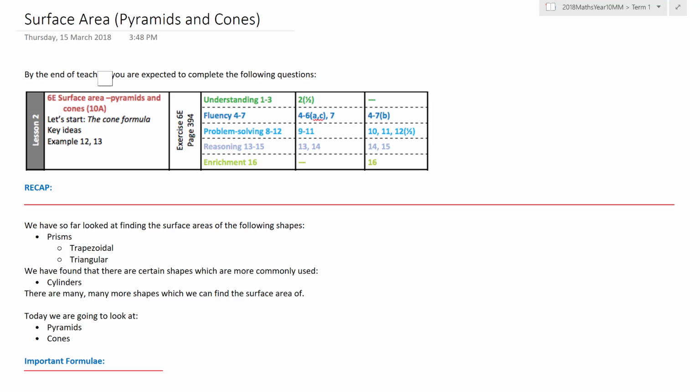Pyramids and cones. Those of you who have the misfortune to be taught by me will be expected to do this last column of questions if you are in the advanced methods group.